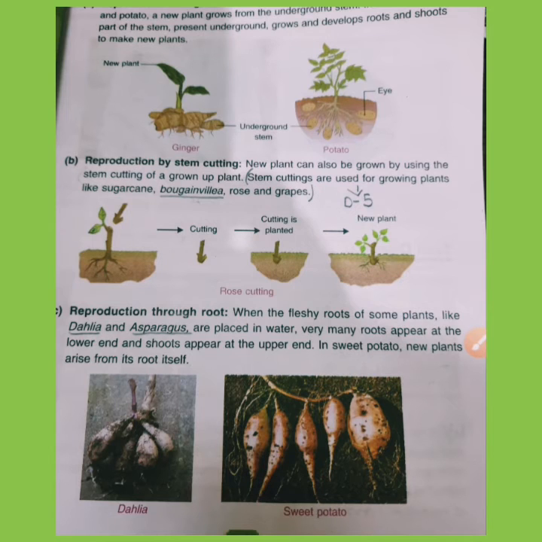Here you can see that ginger and potato we can grow with the help of their underground stem. Next is reproduction by stem cutting. Plants like sugarcane, bougainvillea, rose and grapes can be grown with the help of their stem cutting. Reproduction through root: dahlia and sweet potato can be grown with the help of their underground root.